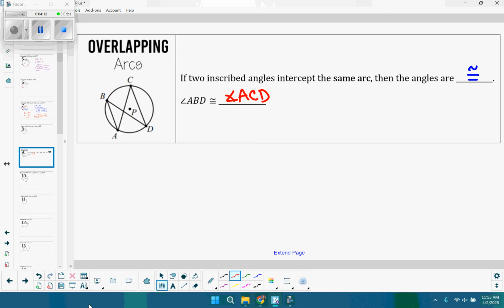So here's what I was talking about with our overlapping arcs. If 2 inscribed angles intercept the same arc, then the angles are congruent. So if 2 different flashlights shine their light on the same spot, those flashlights are the same. So here angle B opened up to arc AD, and angle C opened up to arc AD, so angle B and angle C would have to be the same.